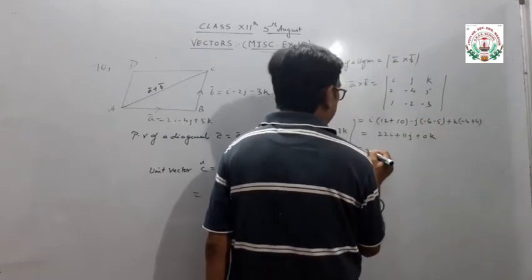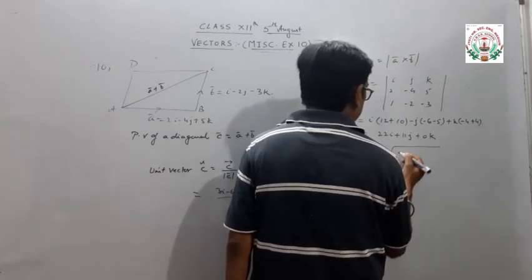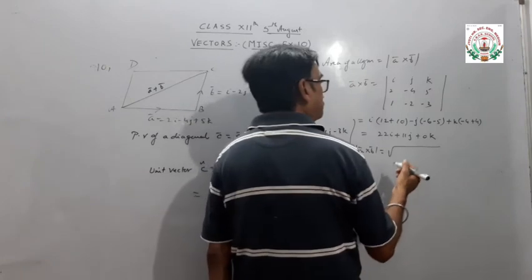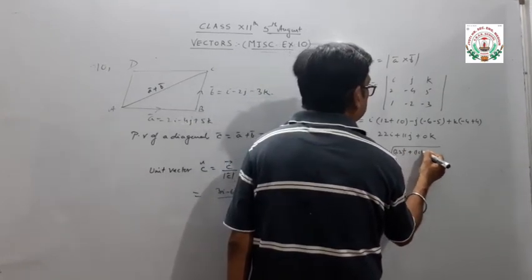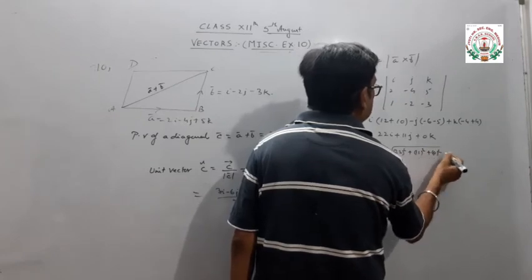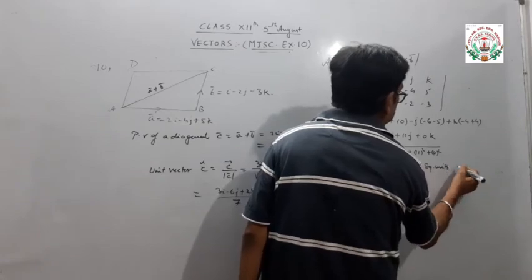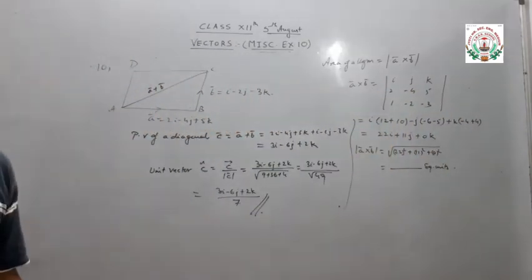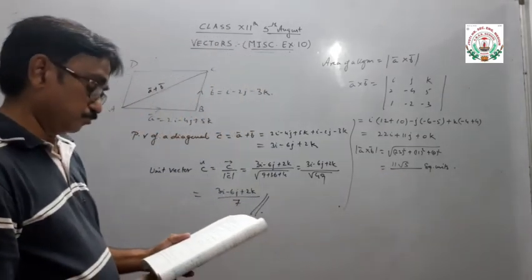So the area will be equal to the modulus of 22 square plus 11 square plus 0 square, and you calculate, that will be your final answer in square units. Okay. So after calculation, our answer becomes 11 root 5 square units.